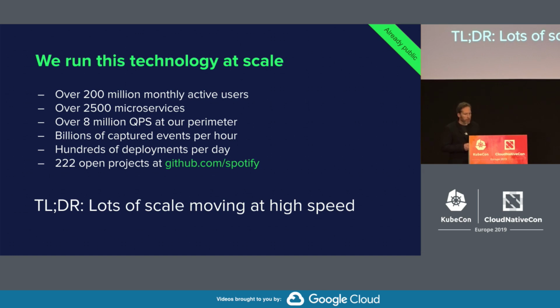So from that perspective, we capture billions of events per hour that we use for everything from machine learning to paying artists. We do hundreds of deployments and commits a day. And we currently have 220 open source projects, at least as of Monday, on GitHub that you can take a look at.